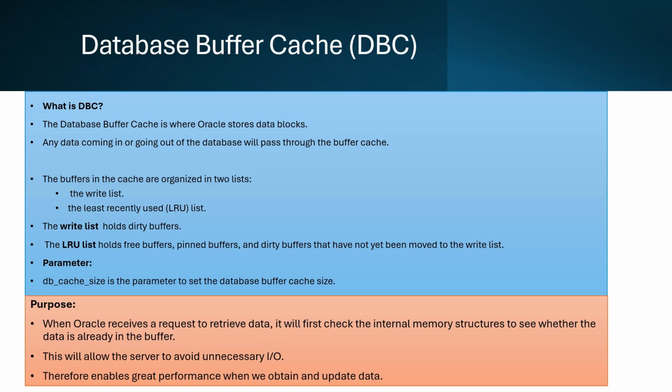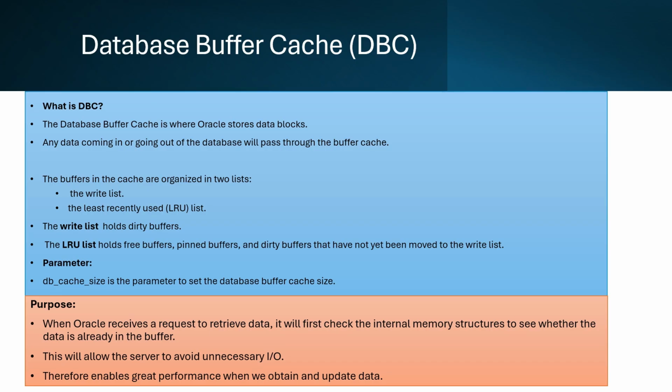For example, if your database buffer cache is full, it will first check your least recently used blocks to flush them out, if you want to keep your new data blocks in the buffer cache.